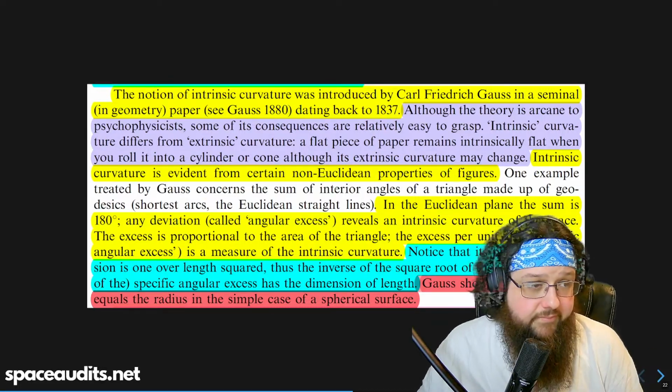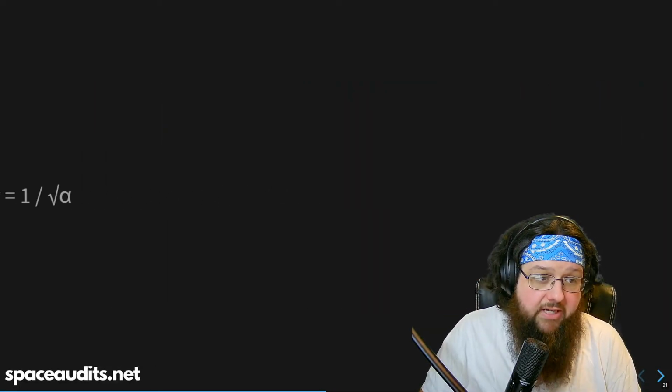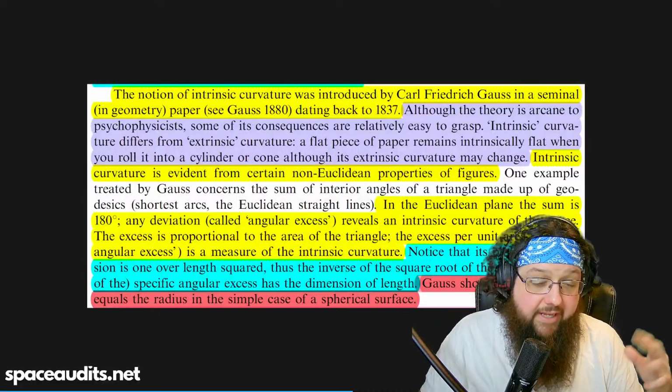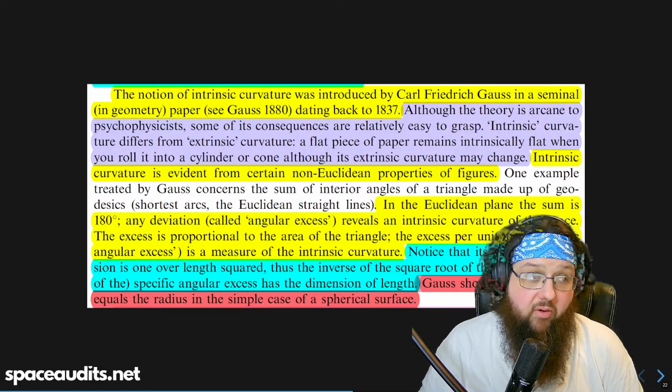So the notion of intrinsic curvature was introduced by Carl Friedrich Gauss. This is from the paper where they did that experiment. They were laying all this out, and they get into how they turn their measurements into spherical excess. So we're going to go over that whole process now.